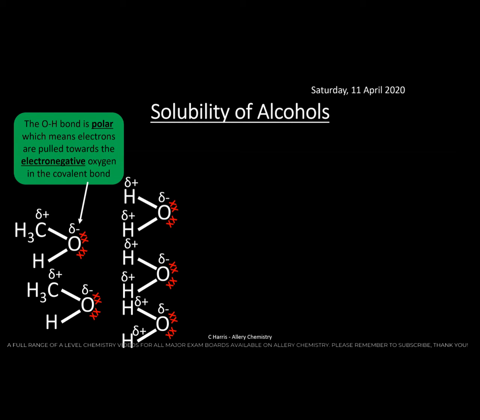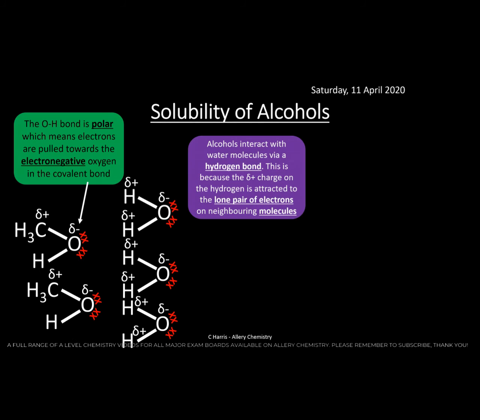Okay, solubility of alcohols. So the alcohols are quite soluble, or fairly soluble in water. There's an OH bond, and it's polar, and that means electrons are pulled towards that oxygen from the carbon. So we get a delta negative. Again, you would have seen this in video 2, where we look at bonding. So alcohols interact via hydrogen bonding. Again, in video 2, if you're not sure what a hydrogen bond is, have a look at video 2. This is because the delta positive charge on the hydrogen is attracted to the lone pair of electrons on the neighbouring molecules. So it's the hydrogen bonding that allows it to dissolve readily in water.